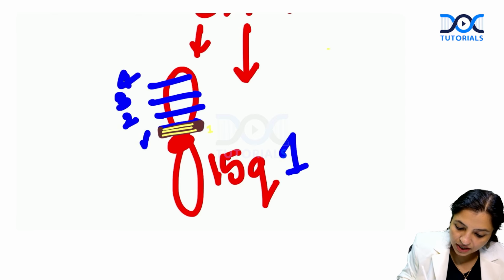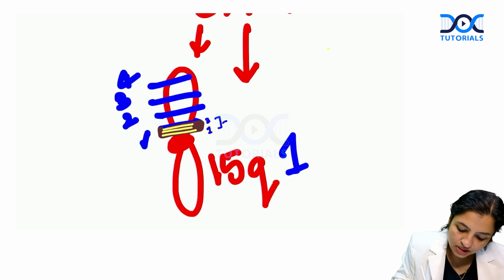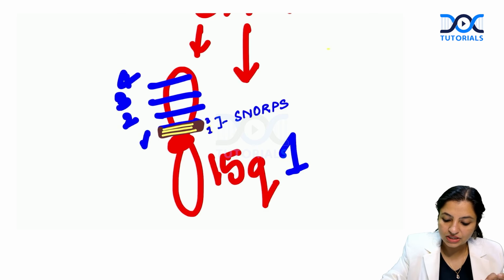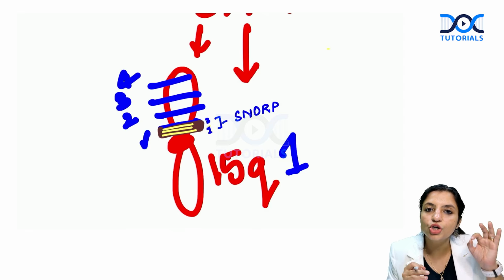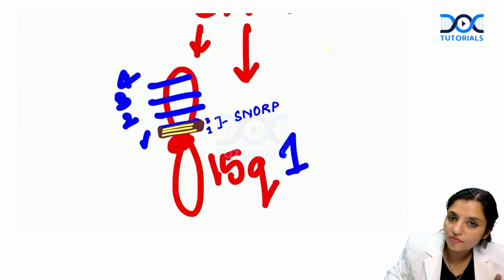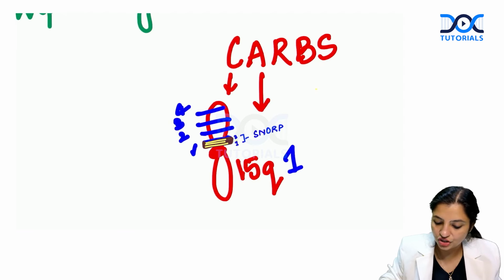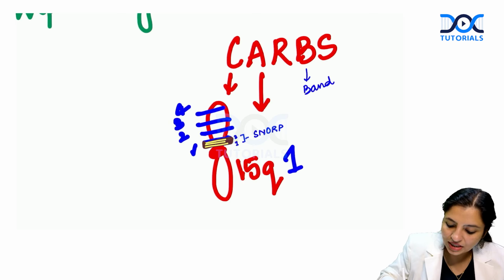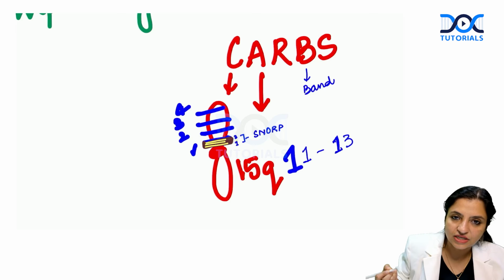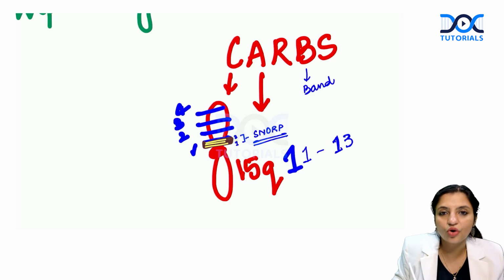From band 1 to band 3, there is a set of genes called SNORPs. So what are SNORPs? This group of genes basically code for small nucleolar RNA. So these genes get deleted. I told you CARB: C was chromosome, A was the arm, R was the region, and B is the band. So which bands are deleted? From 1 to 3. Region you have to define always, that is first region, and which band? Third. So bands 1 to 3 are deleted, and they contain the gene called SNORP.